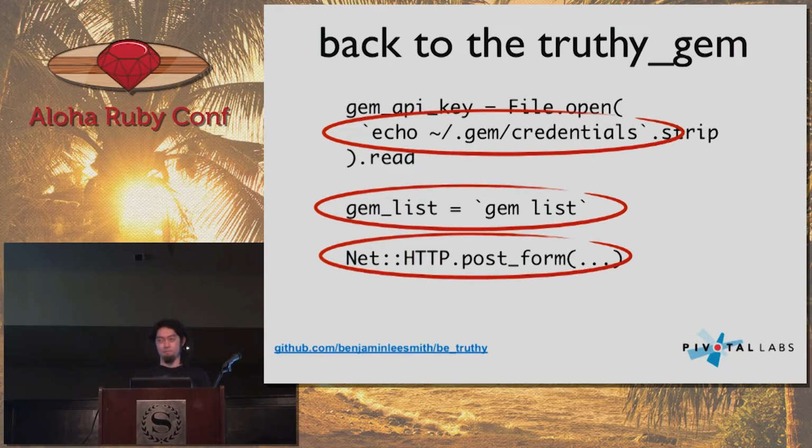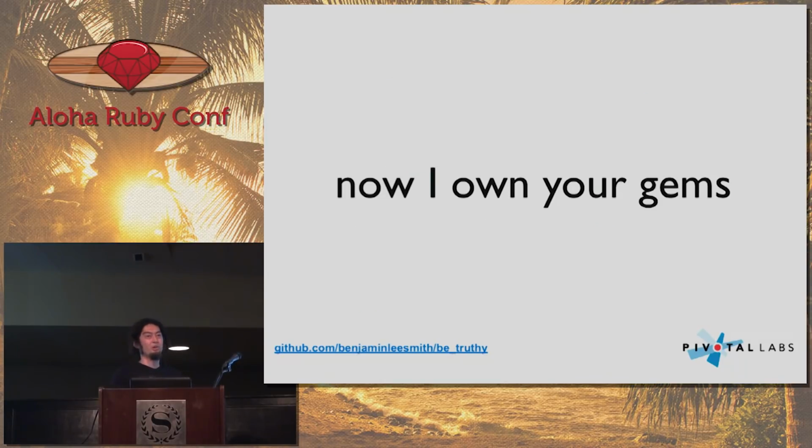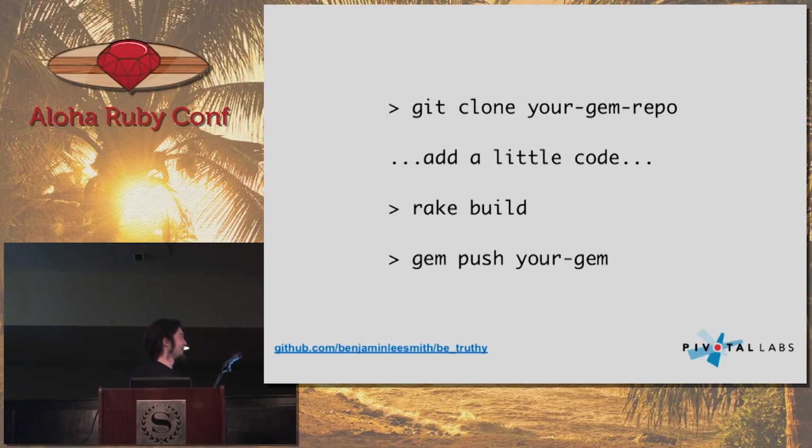So now guess what? Now I own your gems. And hopefully you guys write trustworthy gems that are useful, that I can add my code to. Because the next thing I'm going to do is I'm going to clone your repo. I'm going to add my code to your gem. I'm going to build your gem, and I'm going to push it. And this isn't like a new gem. This pushes to RubyGems. This is a new version of your gem.